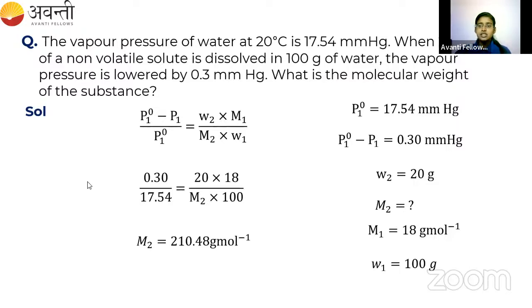So we are left with three more colligative properties. Along with that, we have one topic which is the Van't Hoff factor. So we may complete this lesson in the next class.